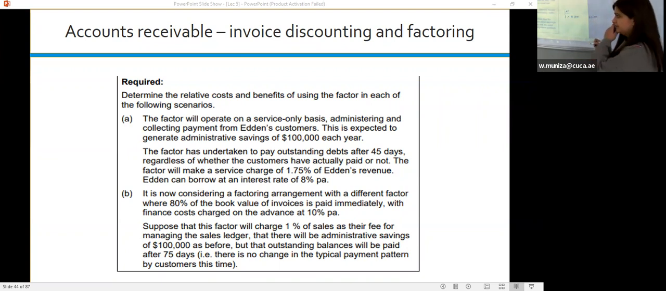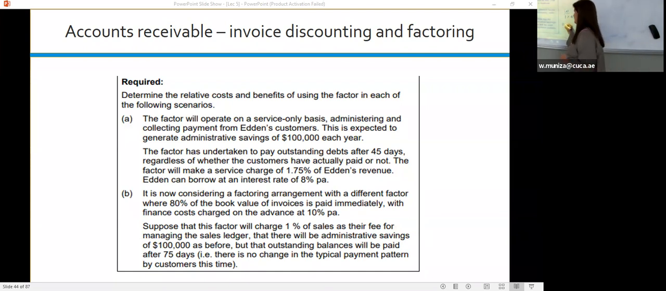Then administration savings. How much is it? 100,000 admin. Yes, straightforward. Okay, then for this one, the finance costs, 264,000. Where did you write this? In the cost. Okay, how much is it? 264,000. And how did you calculate it?